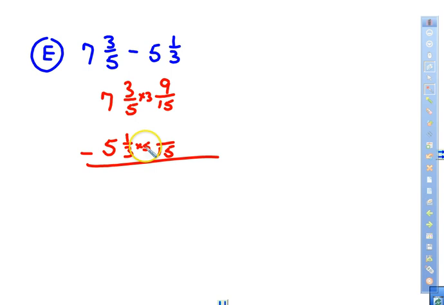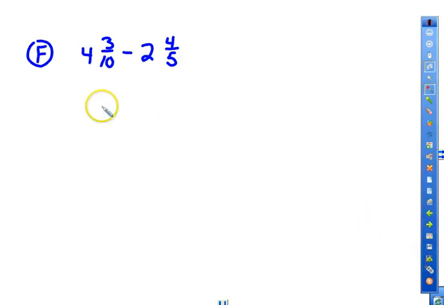So 1 times 5 is 5. And now I can subtract. And now we have to make certain that our numerator on top has to be larger than the bottom numerator, which it is. So therefore we can subtract, and we get 4/15. And 7 minus 5 is 2. Check again and make certain that this is in simplest form, and it is. So 2 and 4/15. Now go ahead and hit pause and solve this.